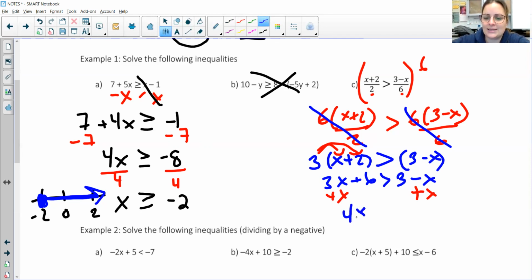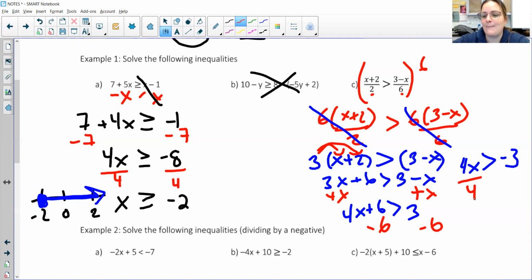So that's going to give us 4x plus 6 is greater than 3. I'm then going to move the 6, so I'm going to subtract 6 from both sides. I'm going to keep going because I don't want to do any video editing. So then it's going to be 4x is greater than 3 minus 6, which is negative 3. And the very last step is to divide both sides by that positive 4. Because it's a positive that I'm dividing both sides by, nothing changes. X is greater than negative 3/4.